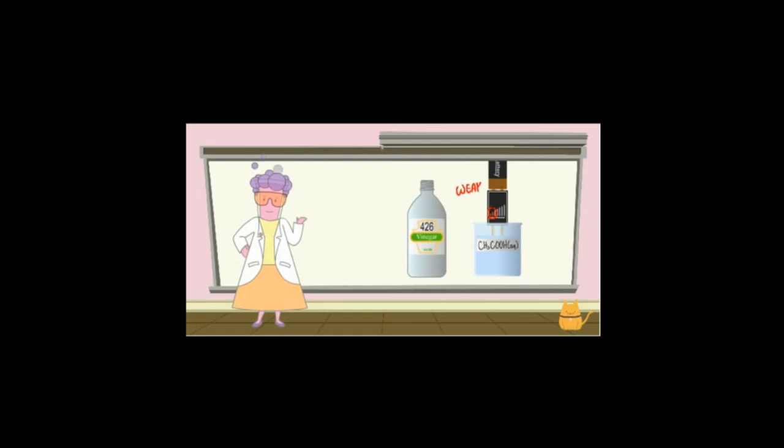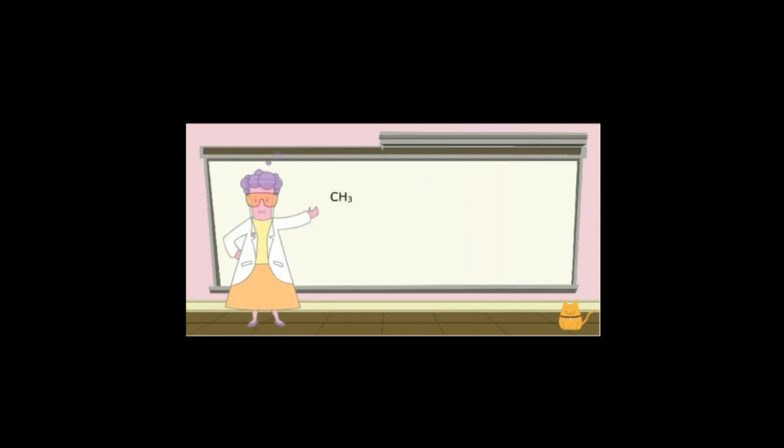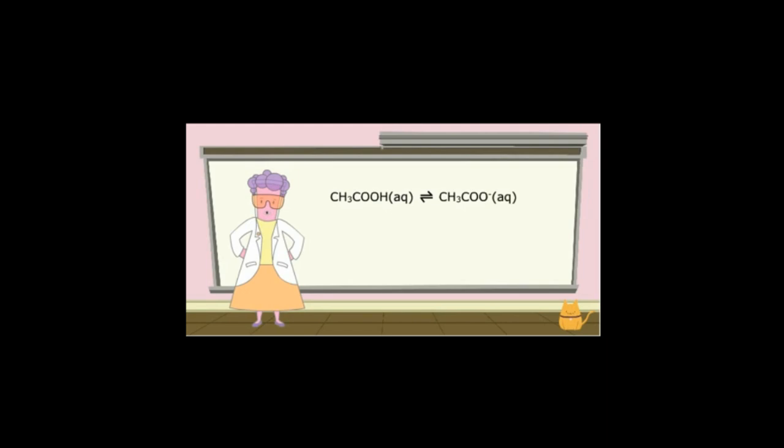Recall that when a weak electrolyte, like acetic acid, dissolves in water, it conducts weakly, which is one piece of evidence that tells us that a small amount of molecules breaks apart into ions. We can write the equation in the following manner. CH3COOH (aq) ⇌ CH3COO- (aq) + H+ (aq). The double arrow is used to indicate that the reaction can go in both directions.